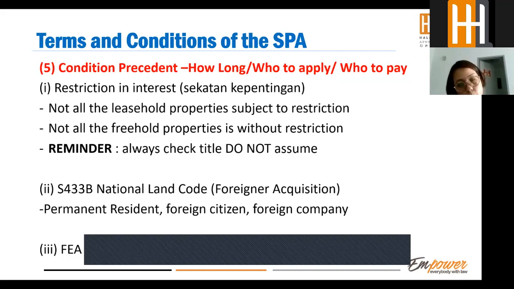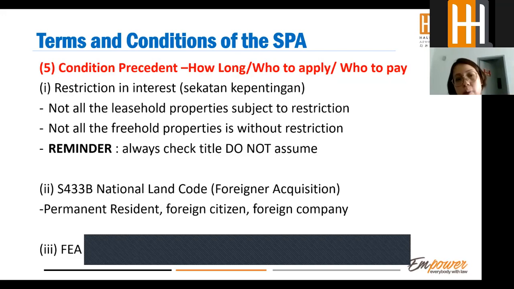Okay, you must also take note that not all leasehold properties are subject to restriction or subject to sekatan. You always need to check the title. You don't, immediately after seeing the title, say, oh, this is leasehold, so there must be a condition precedent, there must be a consent, and I must put in the consent to transfer as a condition precedent. No, this is wrong. You must always refer to the title or the language. And also, not every freehold property is without restriction. For freehold property, as mentioned in the agreement, sometimes you also need to obtain the consent to transfer. Okay, this also depends on each state where the property falls within, right?